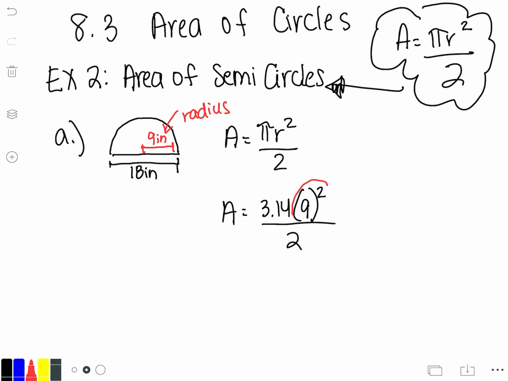Here's what we have to do in this step. We have to do 9 squared first because it has an exponent, and we have to make sure we're following order of operations. So we've got 3.14 times 81, because 9 times 9 is 81.